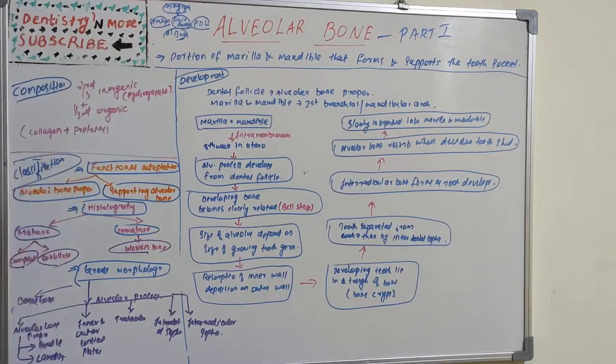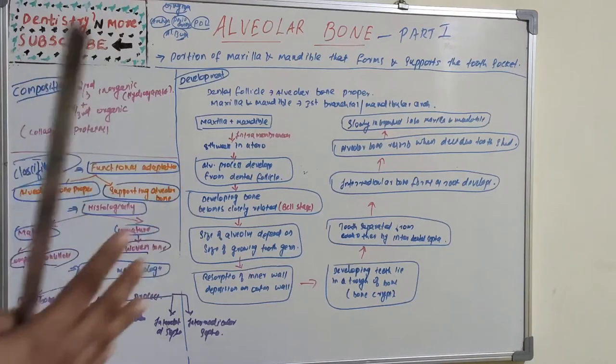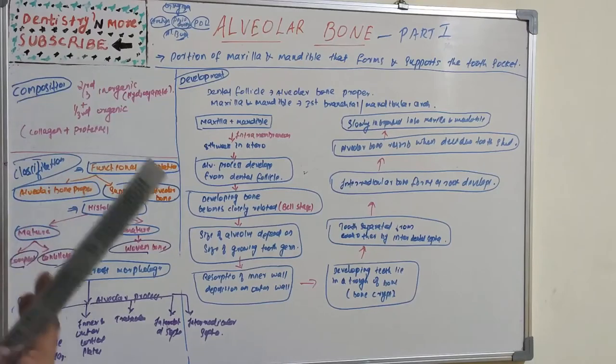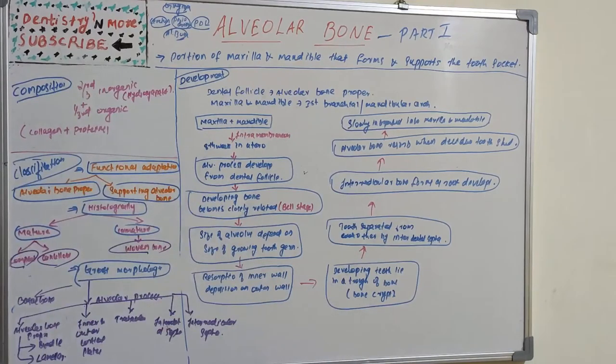You just cannot skip one unit and learn the other units. You have to learn everything all together. For that you need a very good knowledge about the beginning of the tooth, the bud, cap and bell stages, and all the layers and other components. Then it will be very easy to understand all the remaining topics in the oral cavity. So let's see the details of alveolar bone. This session is about its composition, classification and development.